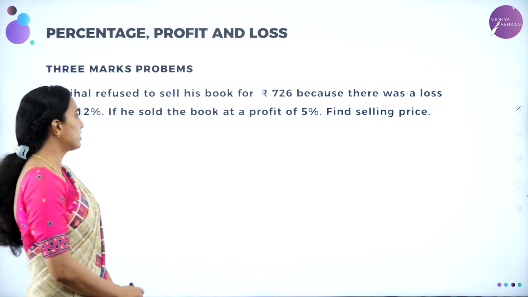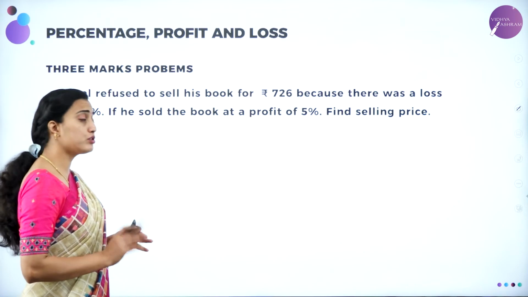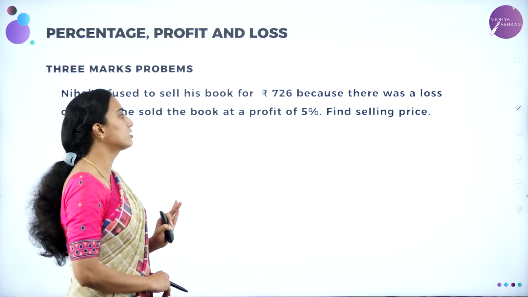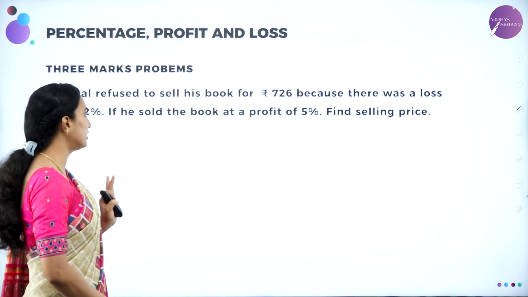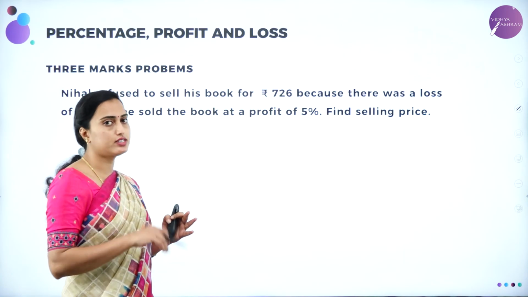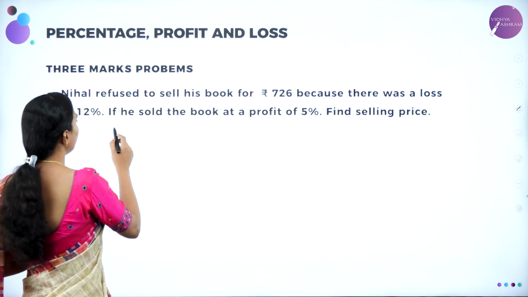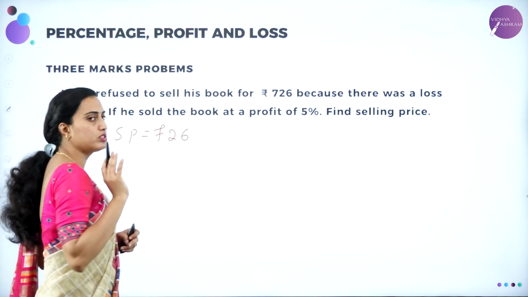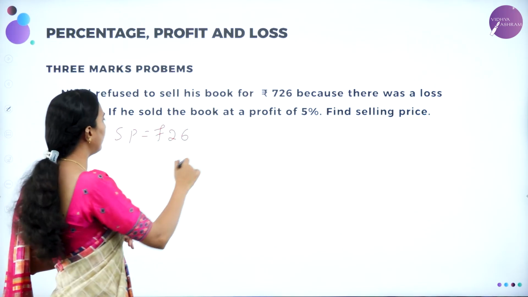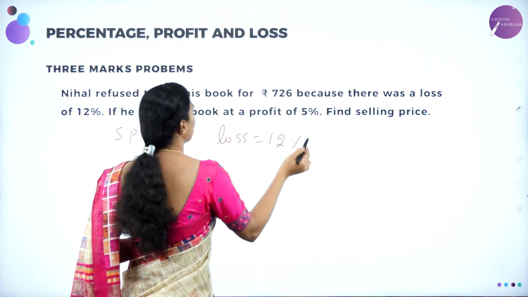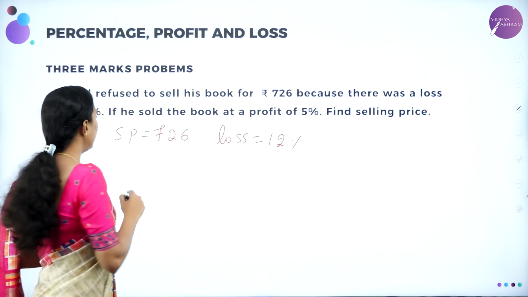What was the next question, dears? Nihal refused to sell his book for rupees 726 because there was a loss of 12%. If he sold the book at a profit of 5%, find the selling price. So the selling price was rupees 726. And what is the loss percentage? The loss percentage was 12%. So therefore, how to calculate the CP?